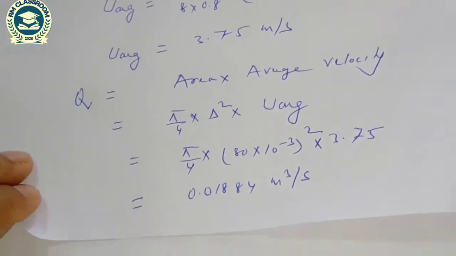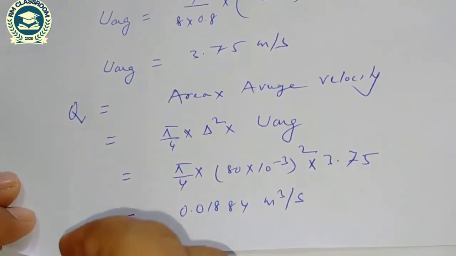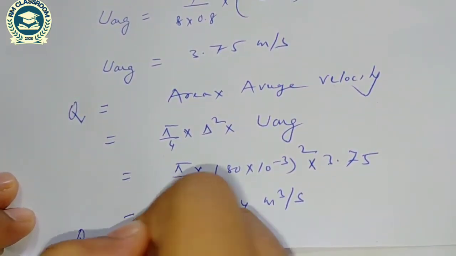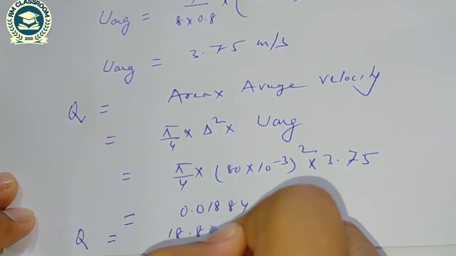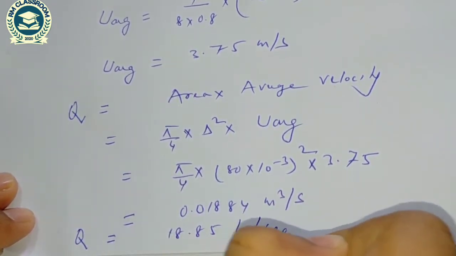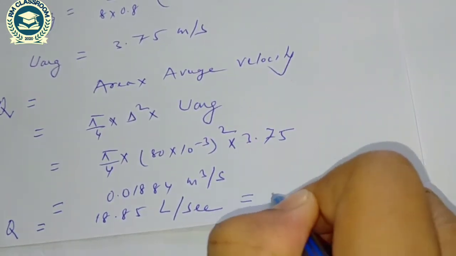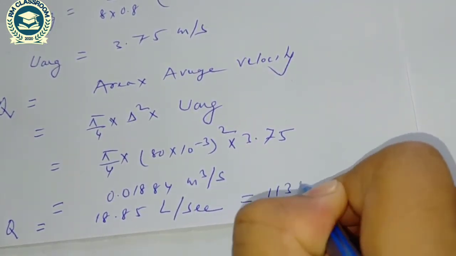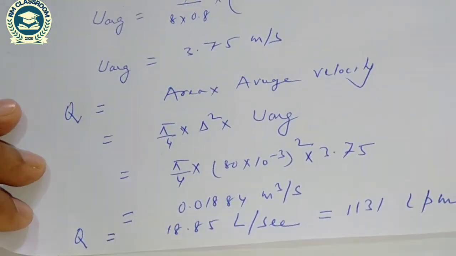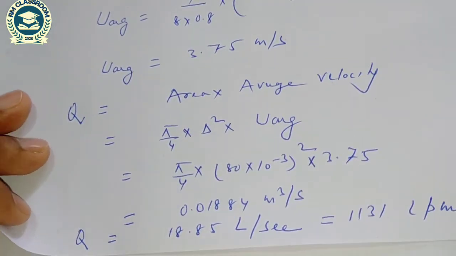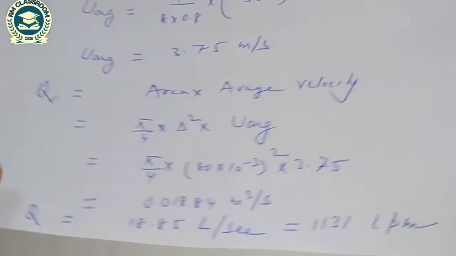So if I convert this discharge in liter per second, it is equal to 18.85 liter per second, and if I convert in liter per minute, it is 1131 liter per minute. So this is the rate of flow required in our first part.